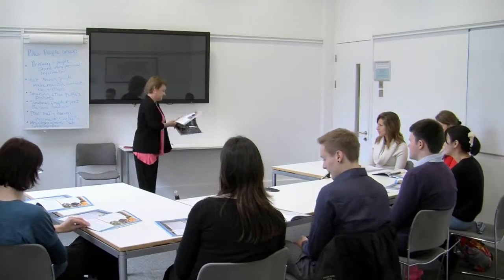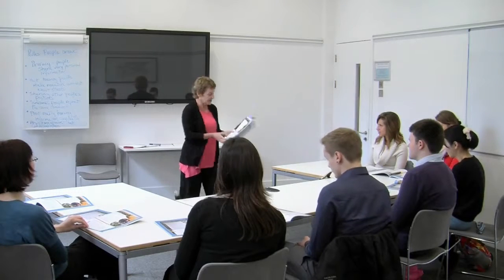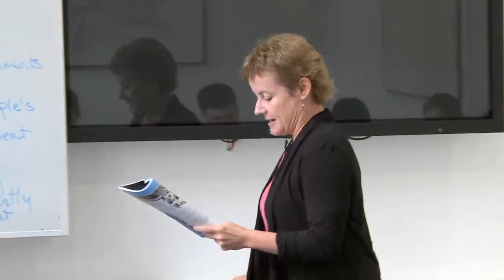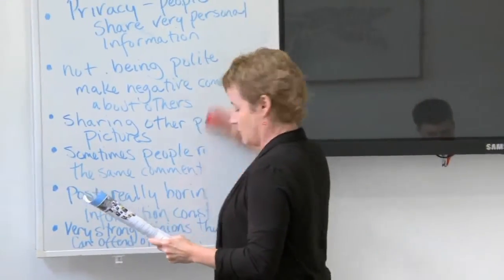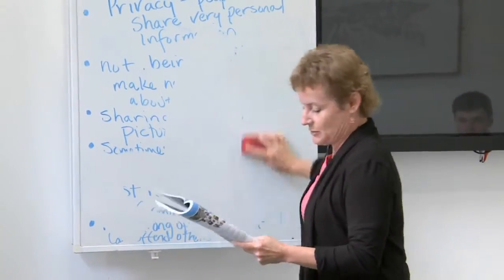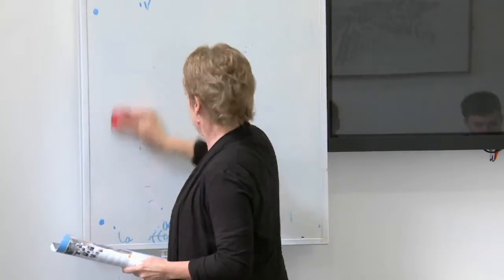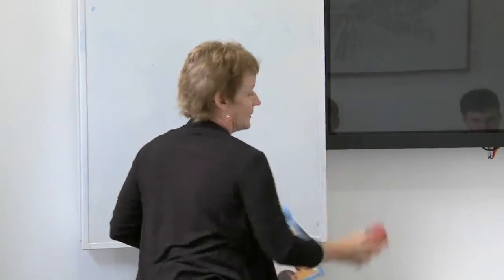Okay, so very good. The last thing we're going to do, we're just about finished with this lesson, is look at activity 4, which is on this page. And it says, choose 2 of the ideas below and write a post about each one. Be sure to follow the community standards. So they give you some examples here. You could do a TV show or movie you saw recently. You could do a band you saw perform, or an issue you read about online or in the newspaper.